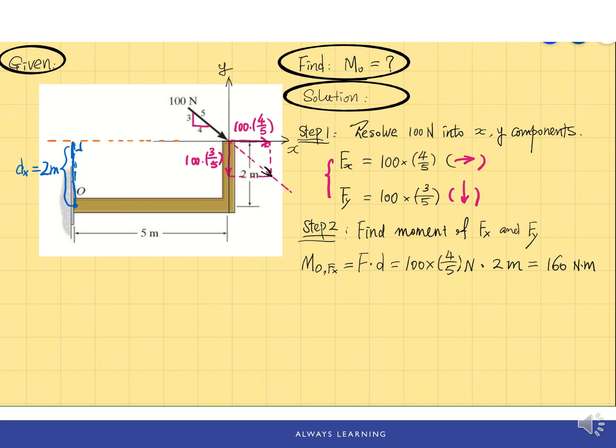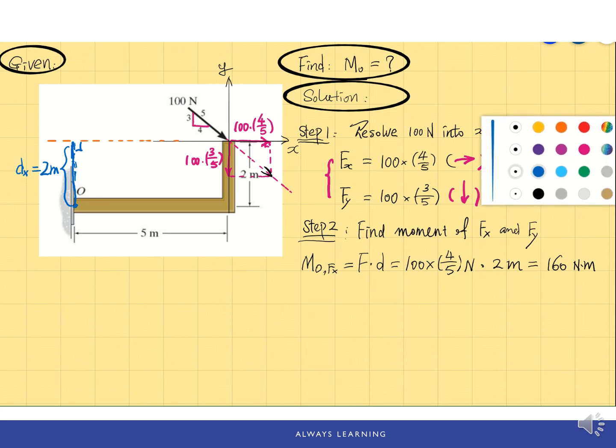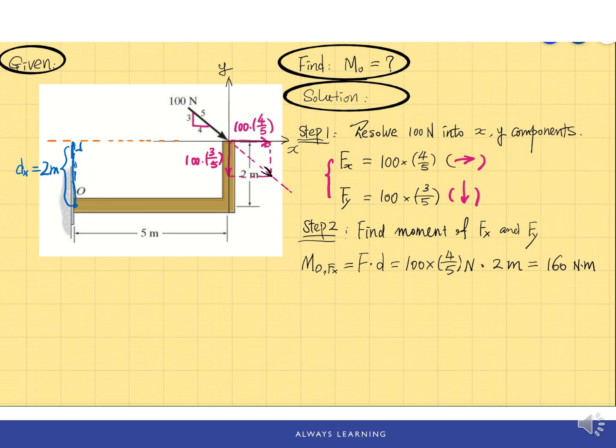And we need to indicate the direction of this moment, counterclockwise rotation or clockwise rotation, since that's important for using the scalar formulation. So based on the right-hand rule, this Fx will cause clockwise rotation. So we'll put clockwise rotation here by the answer.